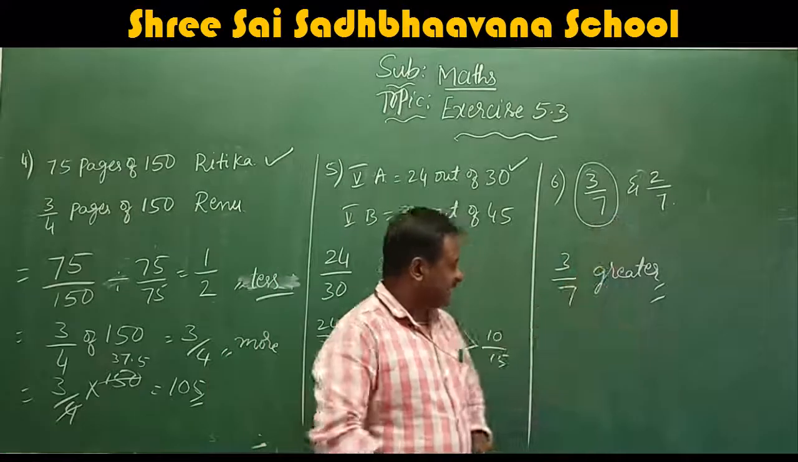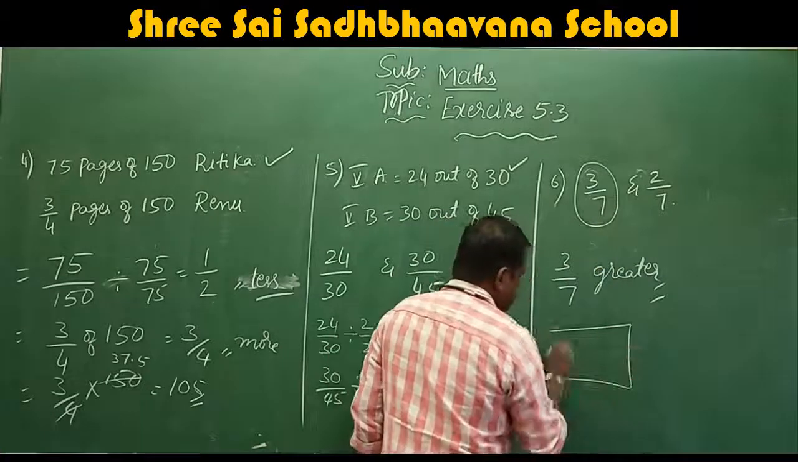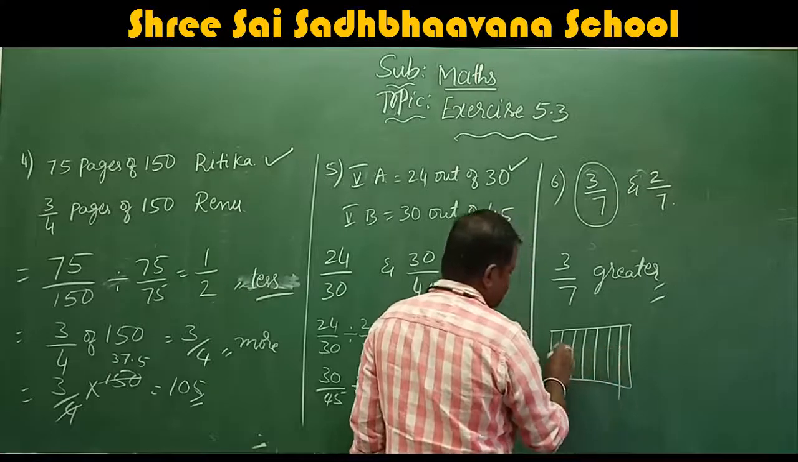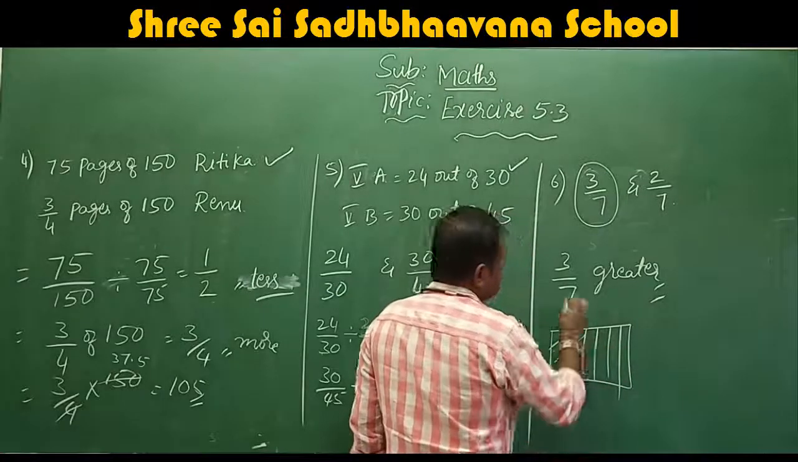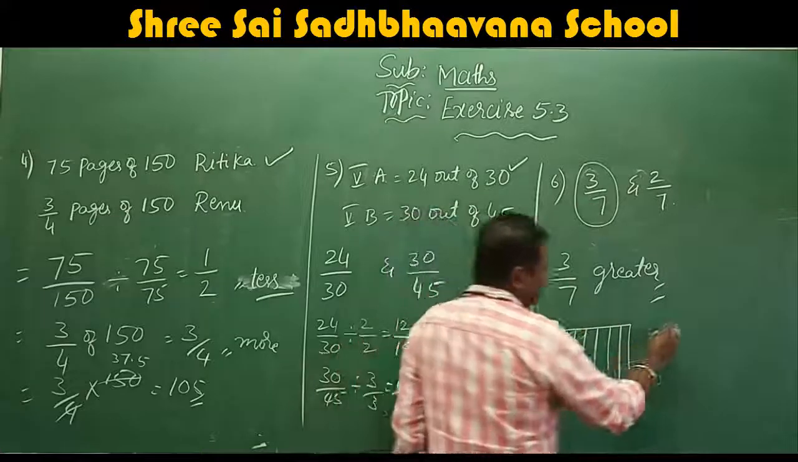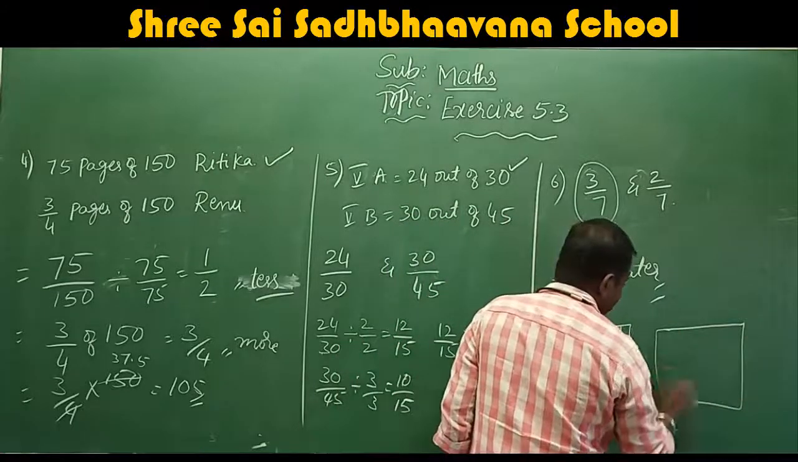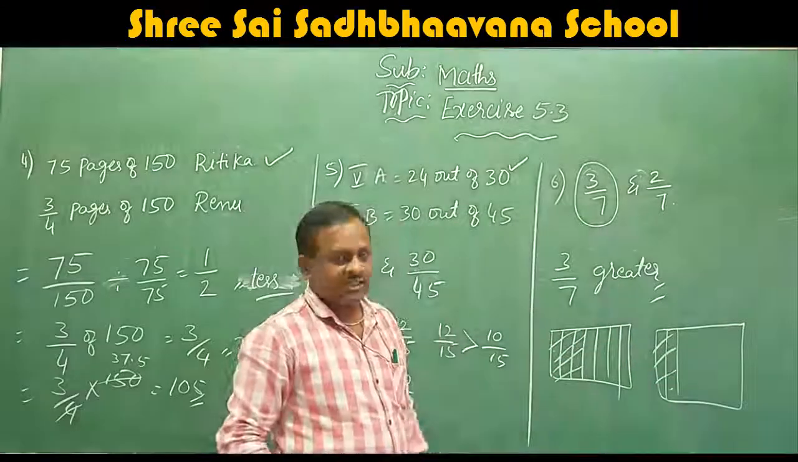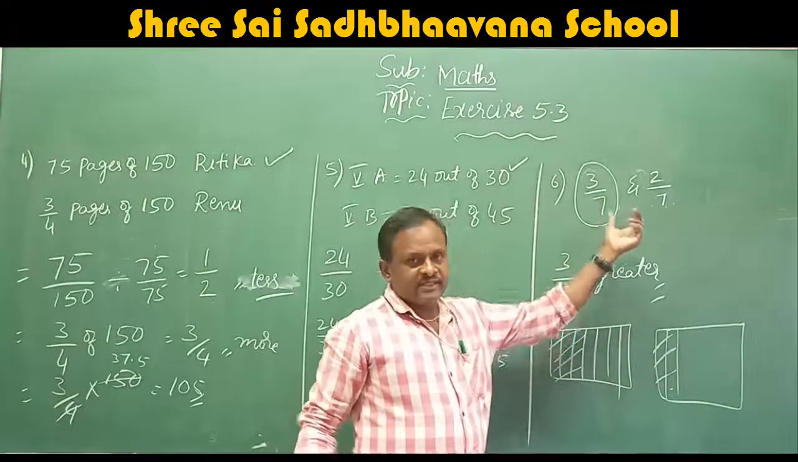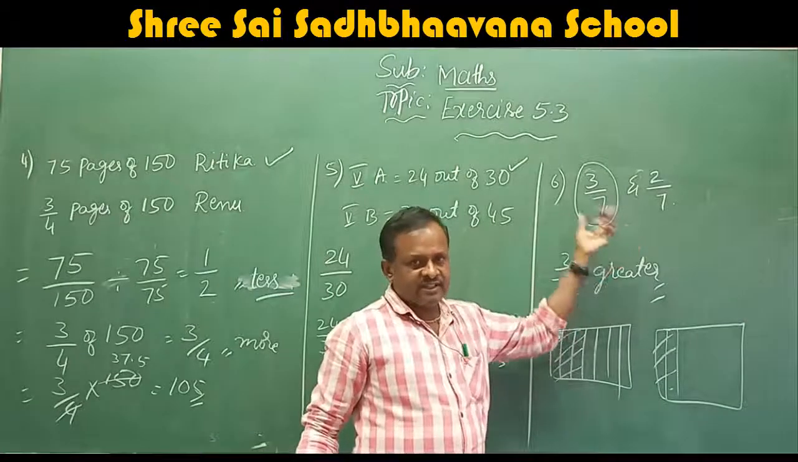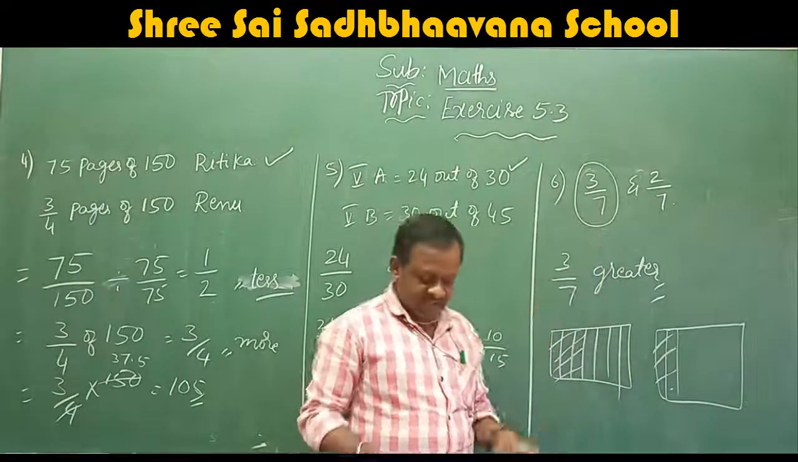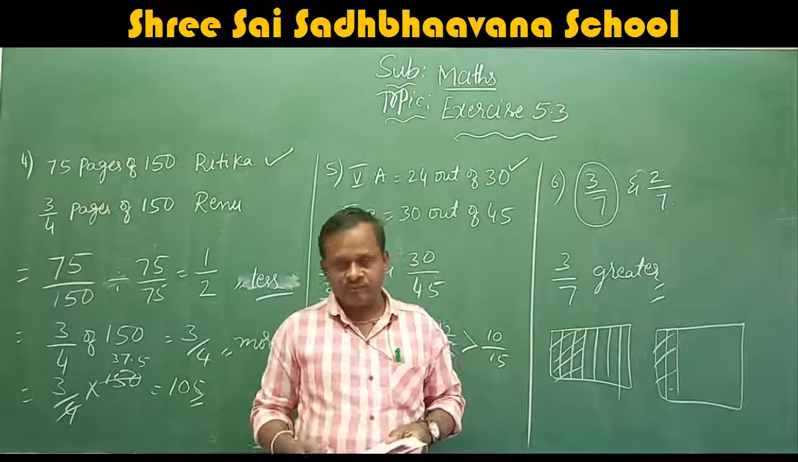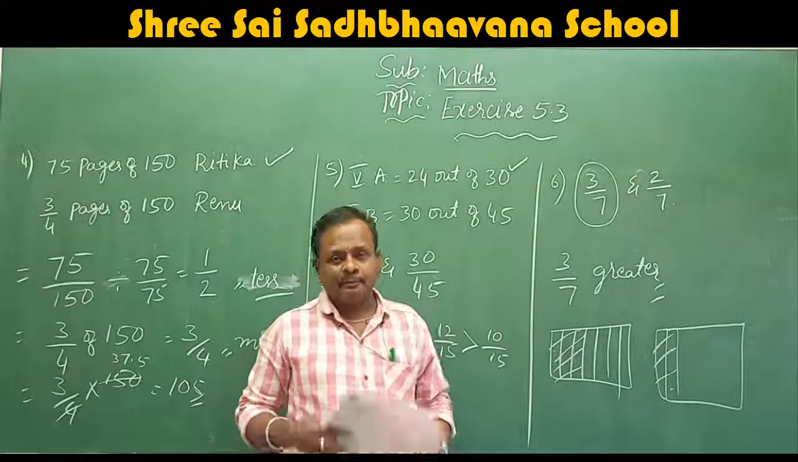Here, just imagine, one thing is there. They made this into 7 parts. 1, 2, 3, 4, 5, 6, 7. So in these 3 parts, this girl has got. Here, 2 parts only she got. Another girl got only 2 parts. So this is very less compared to 3 by 7. 2 by 7 is lesser than 3 by 7. So 3 by 7 has got more watermelon. Tashu got more watermelon.